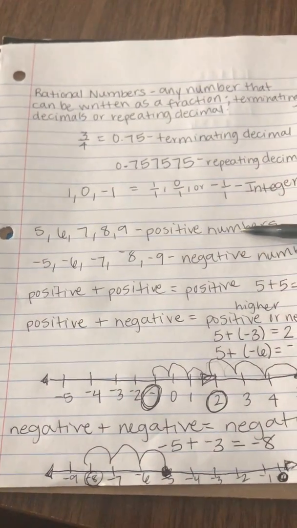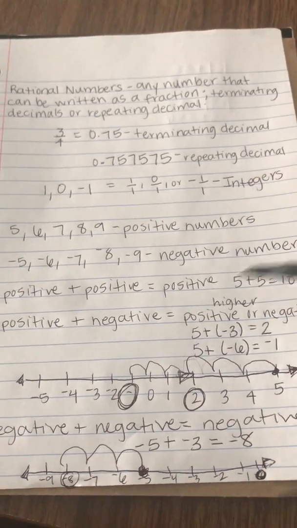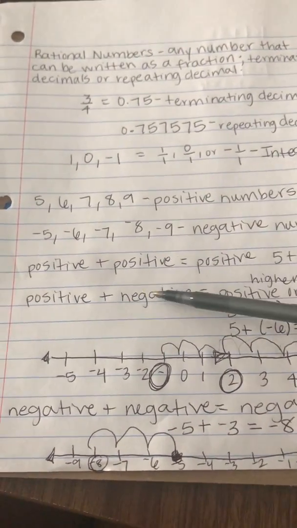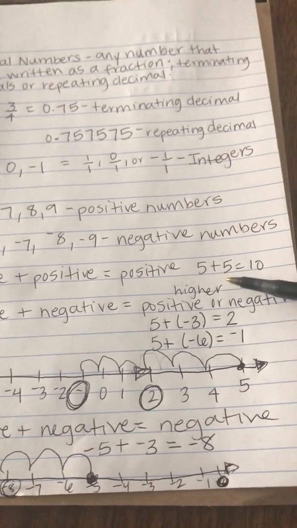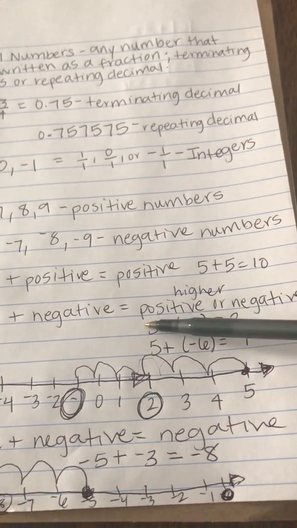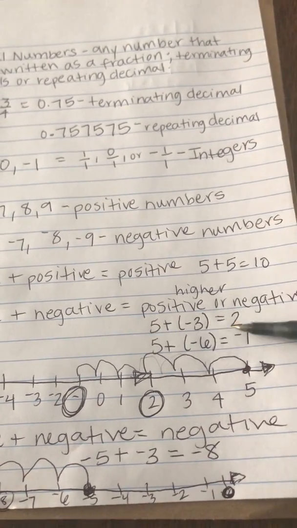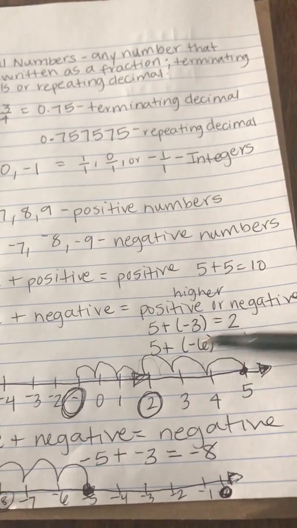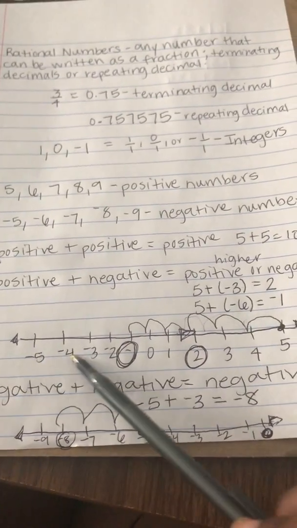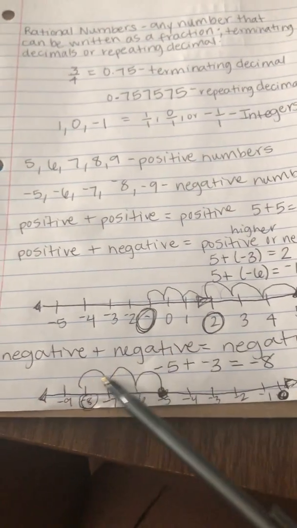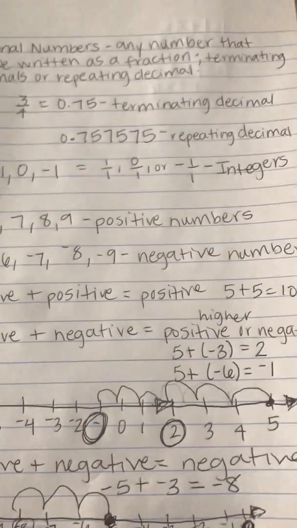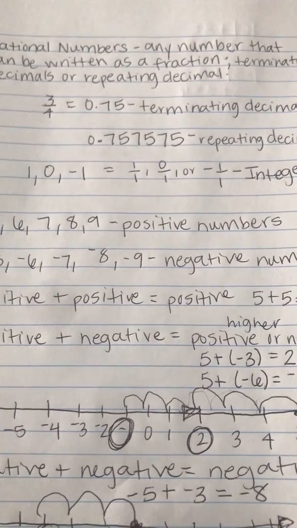Again, these are our positive numbers. These are our negative numbers. A positive plus a positive is always going to equal a positive. A positive plus a negative is going to equal the higher positive or negative, and I demonstrated that right here. So our highest number when we were adding was 5, so that's why we remain positive over here. Our highest number here was -6, so we went to negative. I also showed you guys how to do this on a number line. Right here as well, negative plus a negative equals a negative. And absolute value, those brackets always make everything positive.